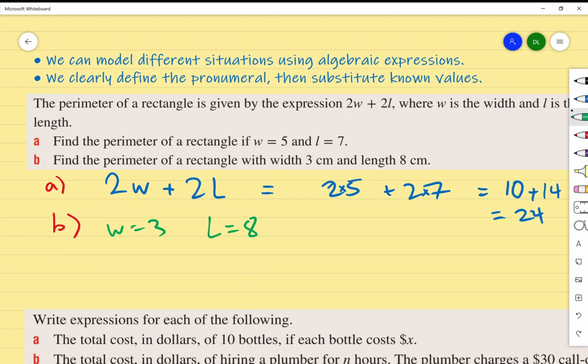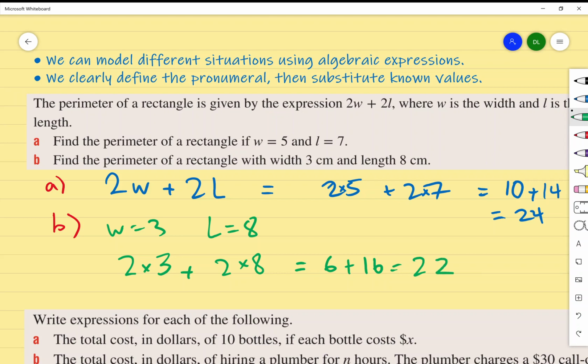So I use the formula 2W plus 2L, but I get rid of L and I replace it with 8. Of course, it's multiply by 8. And I get rid of W and I replace it with 3. And of course, I mean multiply by 3. I know that simplifying that, I get 2 times 3, which is 6, plus 2 times 8, which is 16. And so the answer is 22.